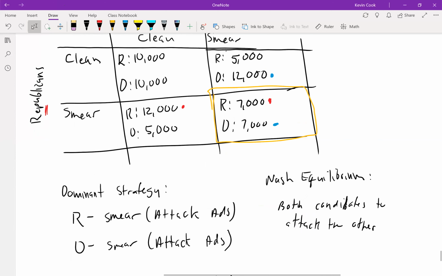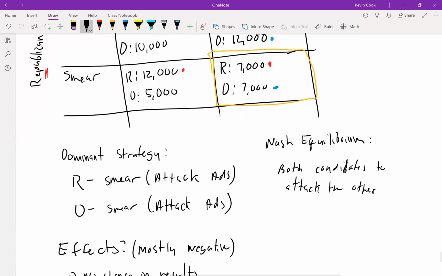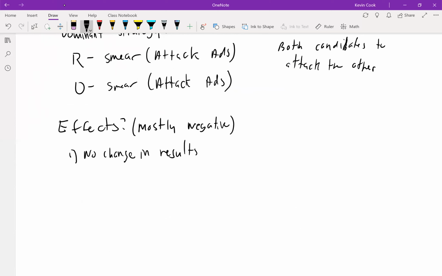We started out with a close campaign and we ended with a close campaign. And if you did a +1-to-1 candidate, whoever got your +1 is going to be the winner, regardless of whether we run a clean campaign or a smear campaign. So there is no change in the results, but we have a lower voter turnout. In this case, we had 14,000 instead of 20,000.